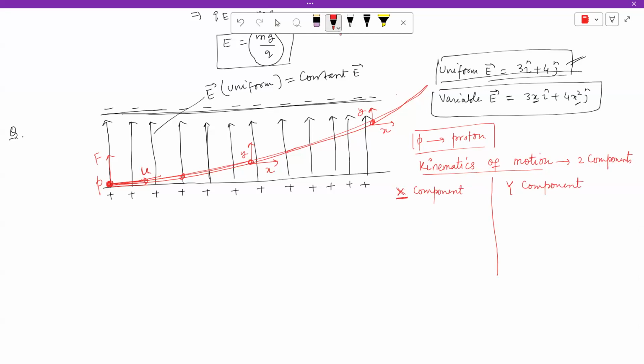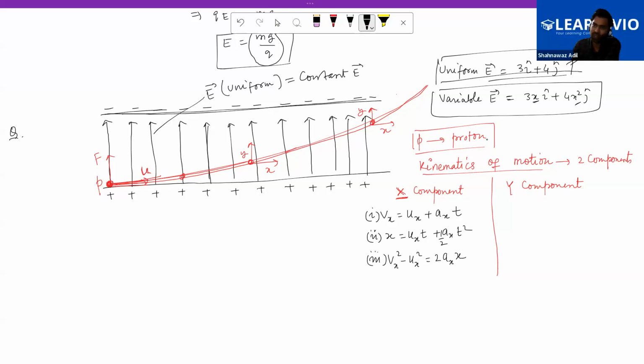So the x component: what would be the equations? Vx would be ux plus axt, right? And what is the other part? The x distance would be uxt plus half axt square. And then the third equation would be Vx square minus ux square equals 2ax times x.